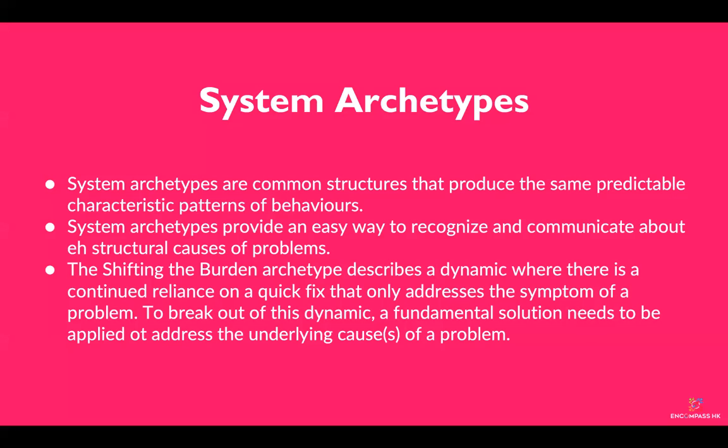To summarize, system archetypes are structures that give you predictable outcomes and help you communicate the structural causes of problems. As we said, from the shifting the burden archetype, to solve the problem you really need to look at the root cause. Just like what we saw from the malaria example, we really need to solve what exactly caused the problem instead of just having a quick fix.